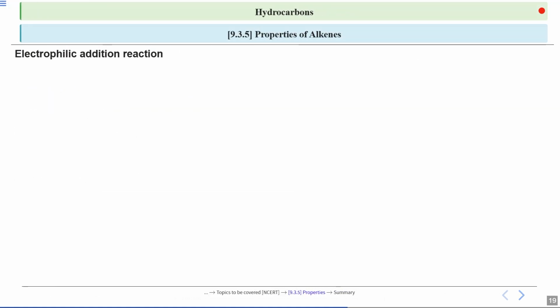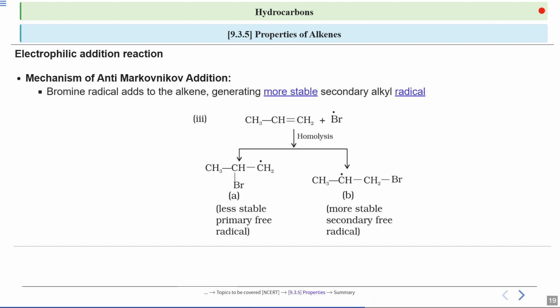Moving on further with the mechanism. So lastly, this is again a propagation step where your bromine radical is reacting with your double bond to form two types of radical. Here the A radical is less stable because it is a primary free radical. Primary radicals are less stable because they lack the stabilization due to inductive effect and hyperconjugation. Whereas the secondary free radical is more stable. So this is very important to remember.